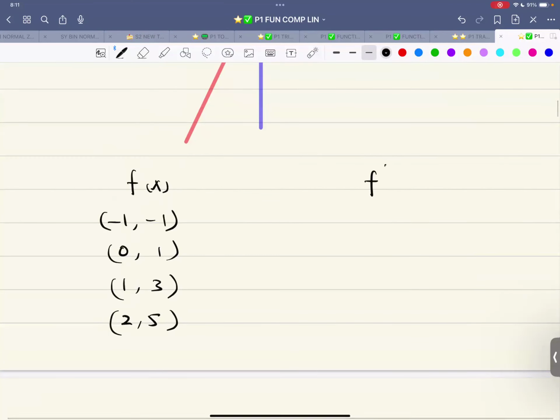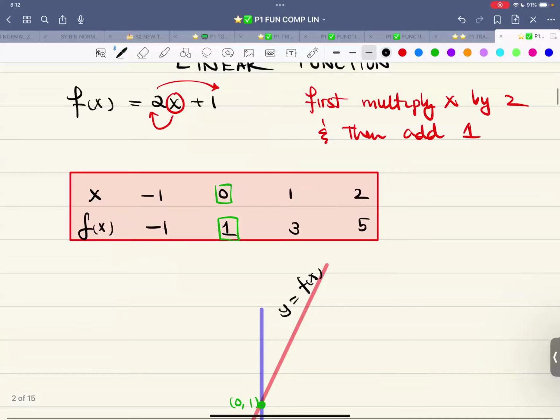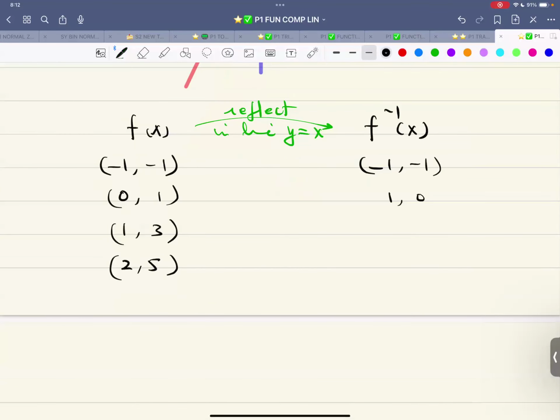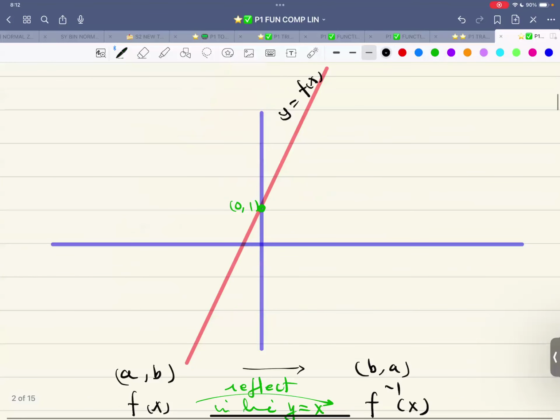So if I talk about f inverse x, what happens? We should have a reflection in the line y = x. Therefore, (-1, -1) after flipping will remain as (-1, -1). Let me just check one thing: 2 into -1 is -2, plus 1, all good. (0, 1) will become (1, 0). (1, 3) will become (3, 1). (2, 5) will become (5, 2). Because a point such as (a, b) will become (b, a). Coordinates flip. So that is the first thing that needs to be done.